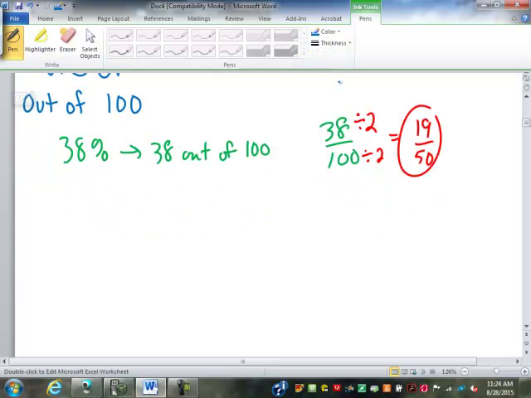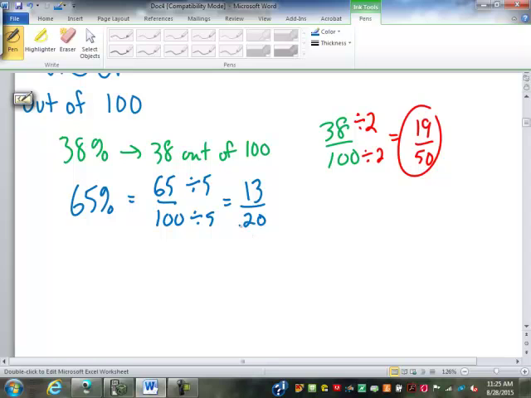Let's try a few more of those. 65% is going to become 65 over 100. What are we going to do with that? Reduce by 5 to get 13 over 20. Good.